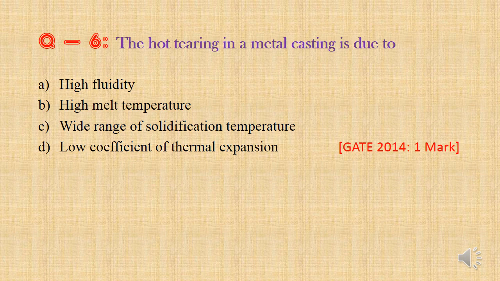Question number 6. The hard tearing in the metal casting is due to option A, high fluidity, option B, high melting temperature, option C, wide range of solidification temperature, option D, low coefficient of thermal expansion. Hard tear happens due to differential cooling rate, that is wide range of solidification temperature. So the answer is option C, wide range of solidification temperature.